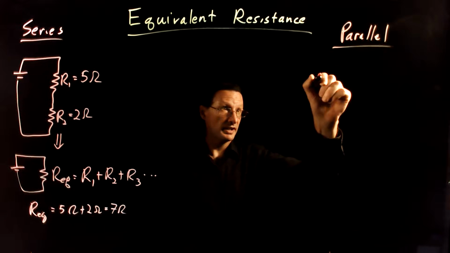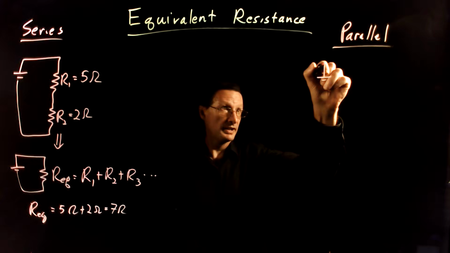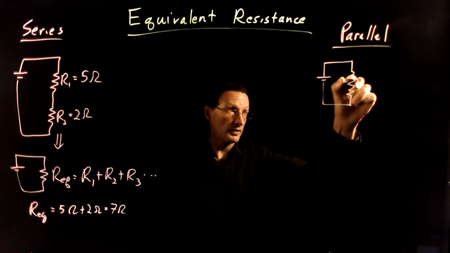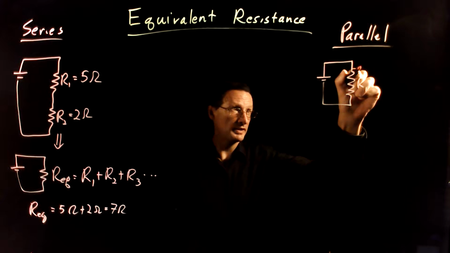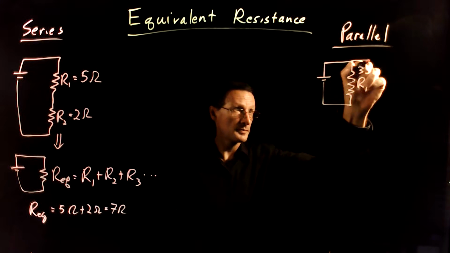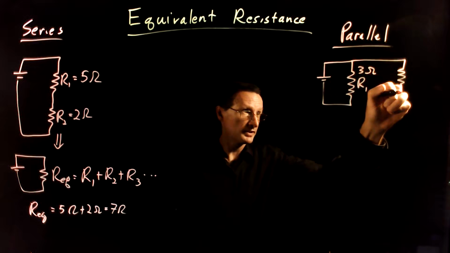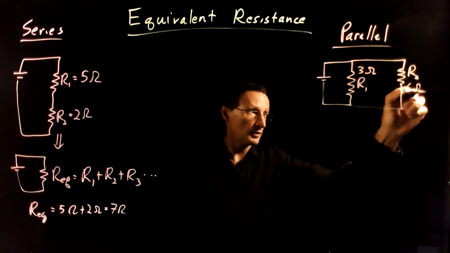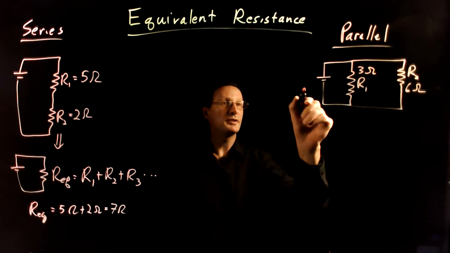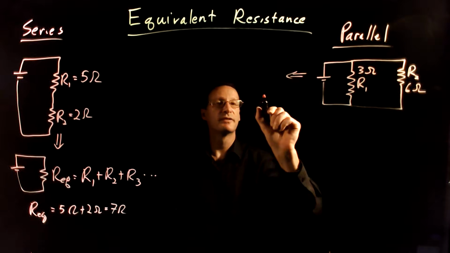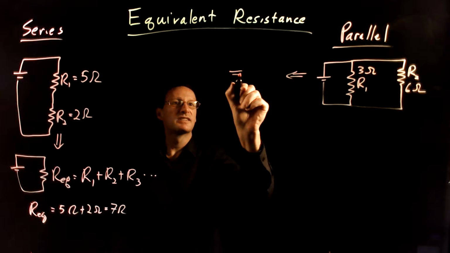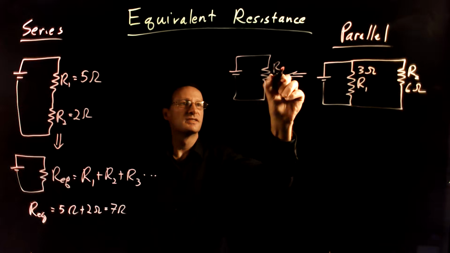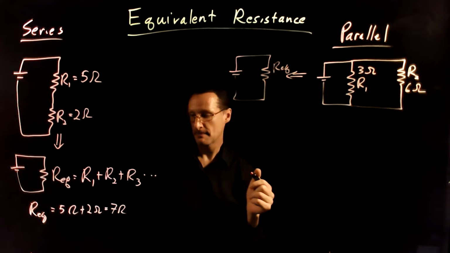So here's our circuit here. We have a resistor here. We'll call that R1. Let's make that one 3 ohms. And then we have another resistor here. Let's call that R2. And let's make that one 6 ohms. Now what we want to do is make an equivalent circuit for that, that looks like this. So it's just one equivalent resistance, just like that.